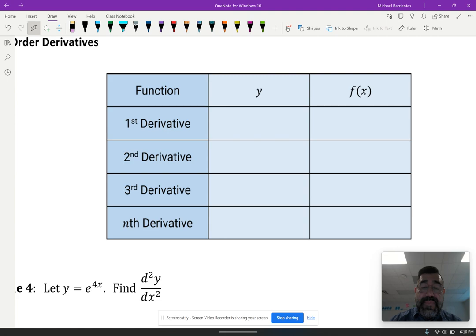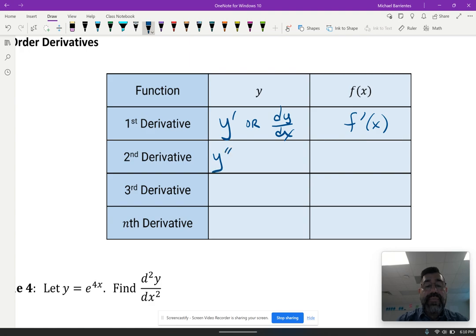And so in this table, I just want to show you the symbols that we would use. So when we're finding the first derivative of y, we already know that we do either y prime or dy over dx. And when we do the first derivative of f, we do f prime of x. So the prime notation is our main notation, but not our only notation. And when we do the second derivative, we use two primes, or we say we're taking the second derivative of y with respect to x.